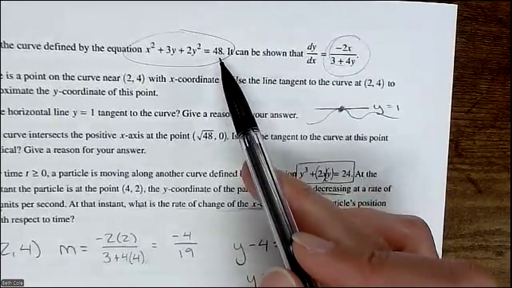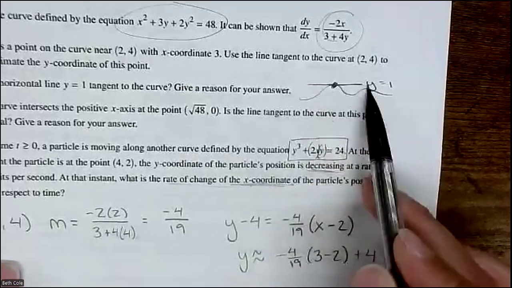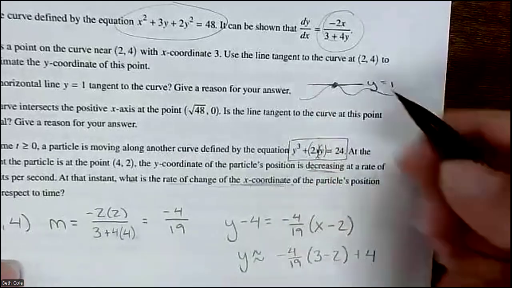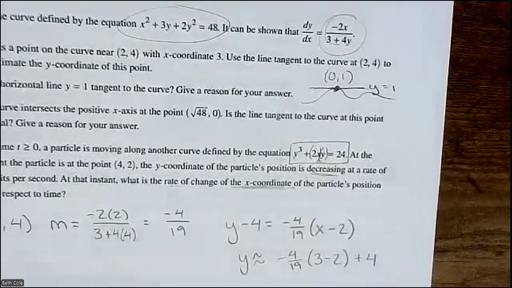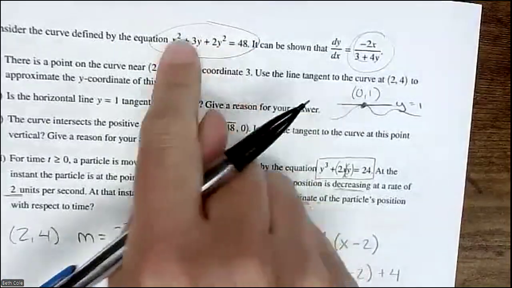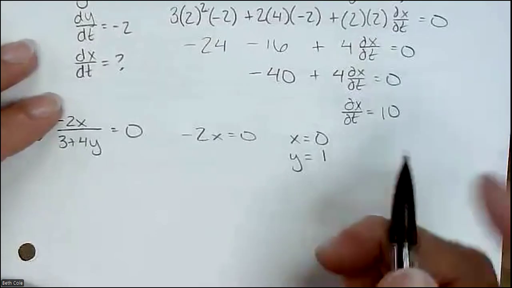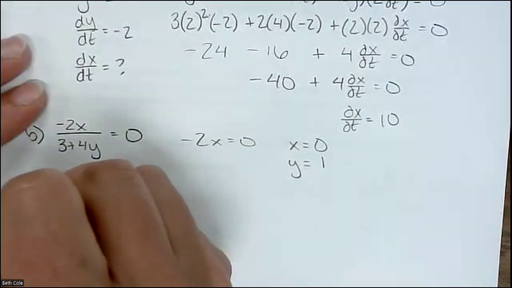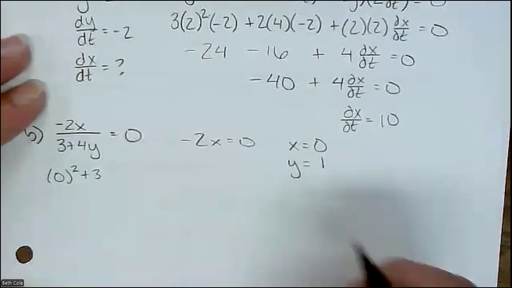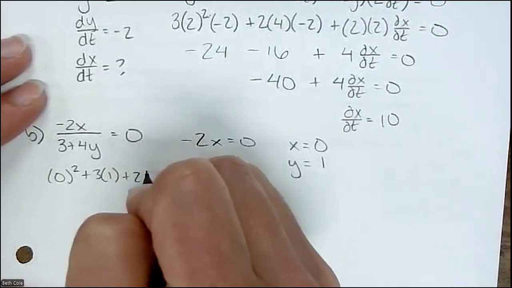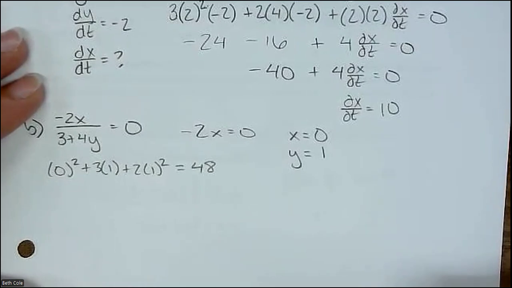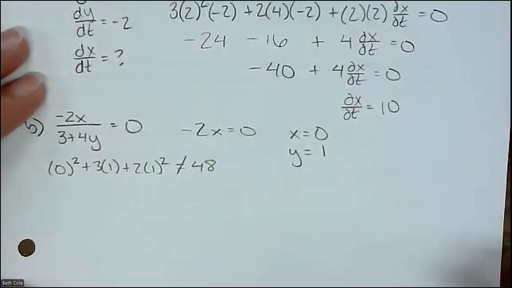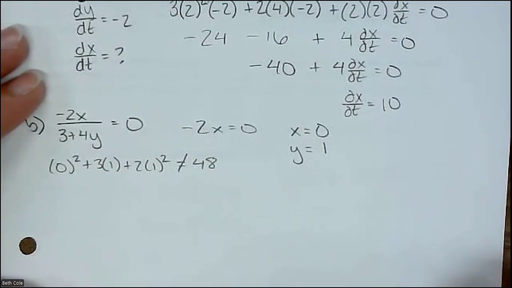Does that make sense? Okay, because we want the y value to be 1. We found our critical point is at 0. So like if this is the point 0, 1, then yes. If it's not, then no. All right. So you're going to have to look at your paper because I can't fit this all on here. But we're going to plug 0 in for all the x's and 1 in for all the y's and see if that equals 48 or not. So does it? No. You don't need to work it out any further. It's a yes or a no.